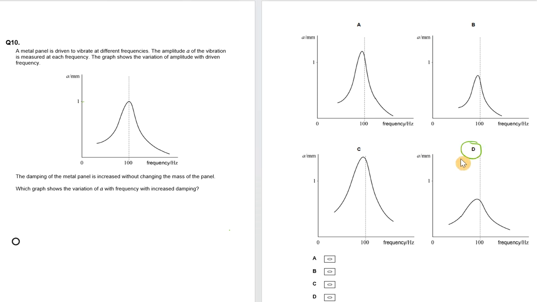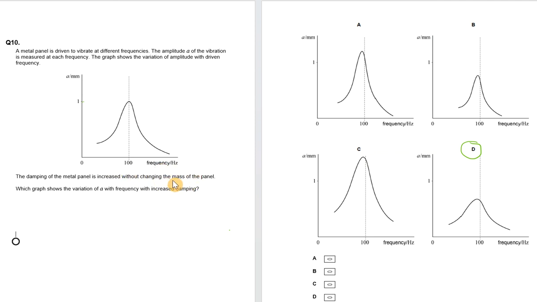Got the answer D? Well done. So a metal panel is driven to vibrate at different frequencies. The amplitude is measured for each frequency. The graph shows the variation of amplitude with driven frequency. The damping of the metal panel is increased without changing the mass of the panel. Which graph shows the variation of amplitude with frequency with increased damping?